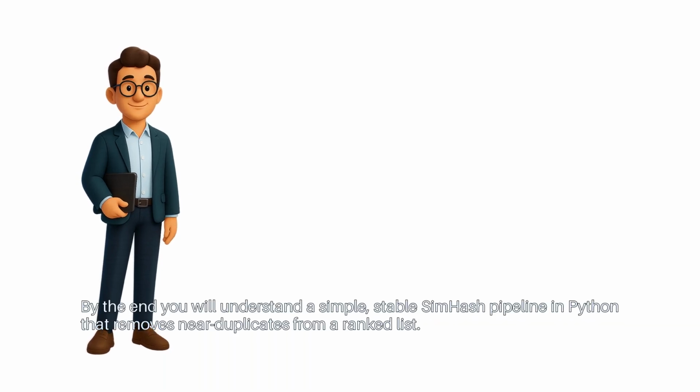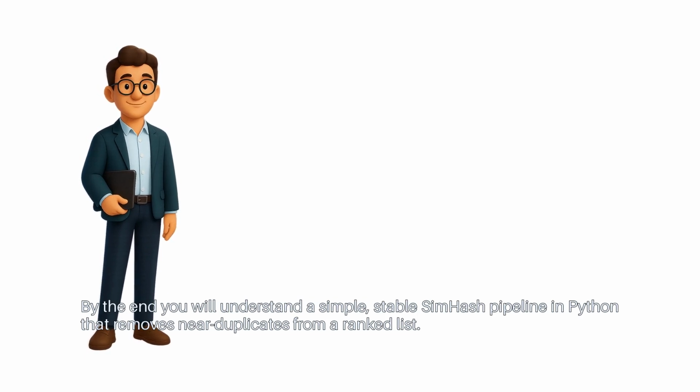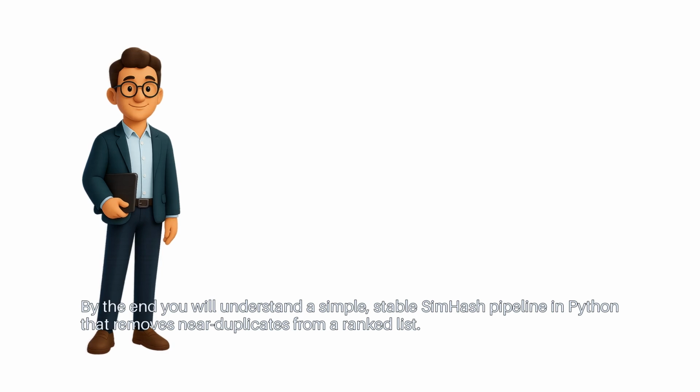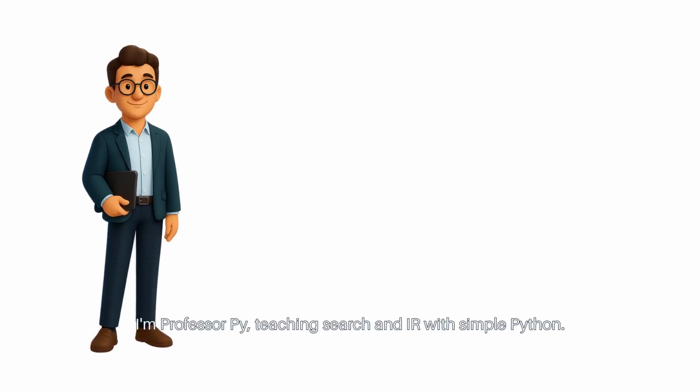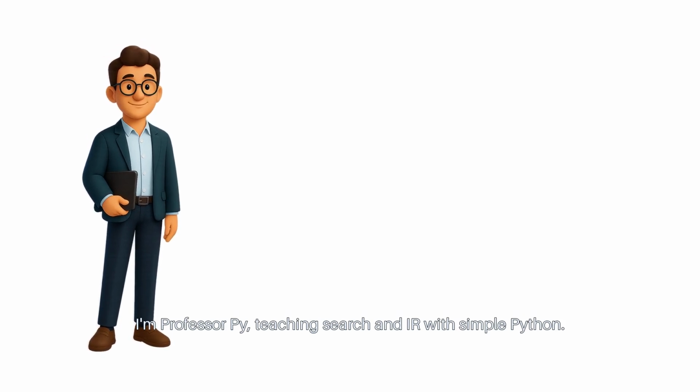By the end, you will understand a simple, stable SimHash pipeline in Python that removes near duplicates from a ranked list. I'm Professor Pi, teaching search and IR with simple Python.